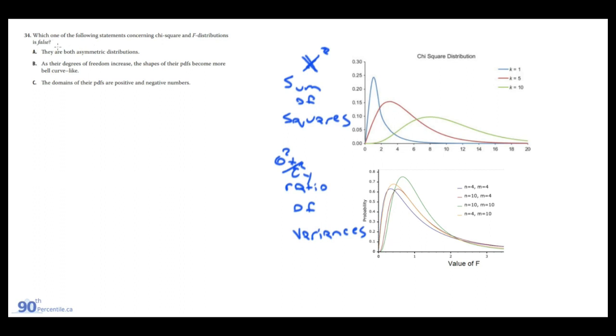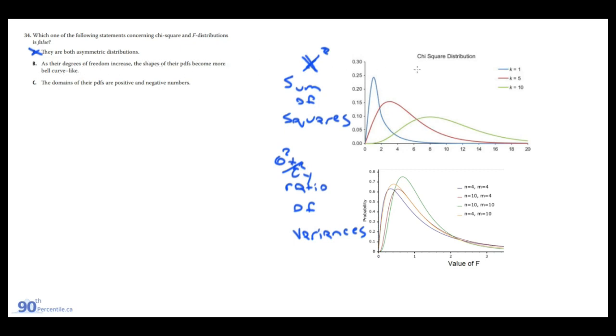So we're looking for what's false. A, they are both asymmetric distributions, which means not symmetric. So you can kind of see these are both not symmetric. That's not the answer. For B, as their degrees of freedom increase, the shapes of their probability density functions become more bell curve-like.